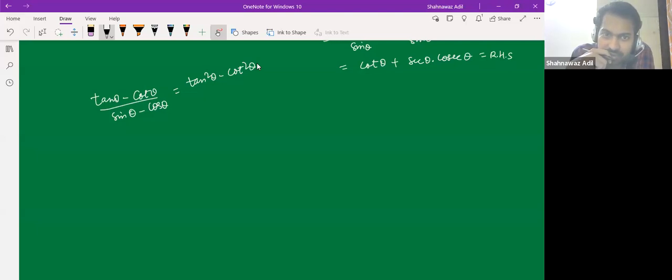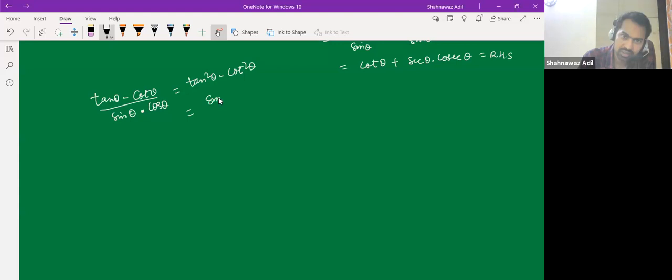Right, Shaima? It's sine theta cos theta. There's no minus. It's multiplied. Okay, so this is this question, right? And we have to prove that this is equal to this one. Tan square theta minus cot square theta. So let us write this, simplify this.